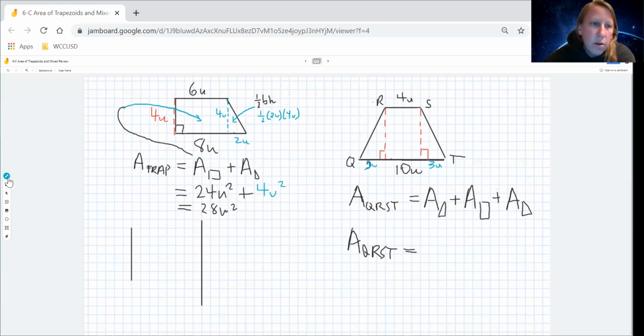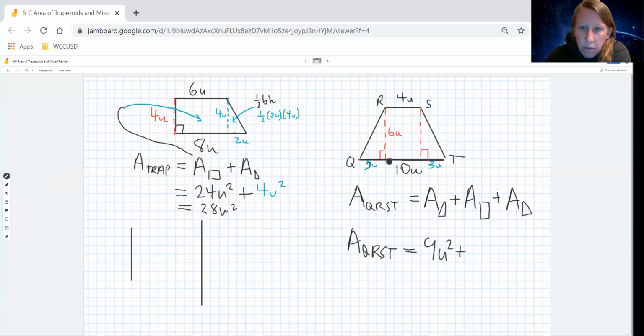Okay, we also need to know the height. So let's find out the height. It's the height of the triangles and it's the height of the trapezoid because it's the distance between the bases. It's 1, 2, 3, 4, 5, 6. 6 units. Okay. So what do we know? We know the area of the triangle is 3 times 6 divided by 2. 3 times 6, 18 divided by 2 is 9. So the area of that triangle is 9 square units.